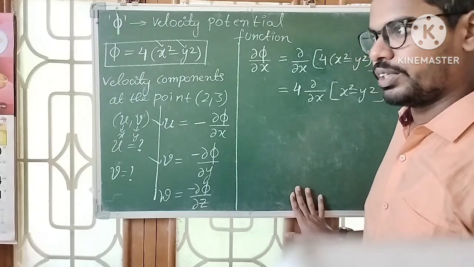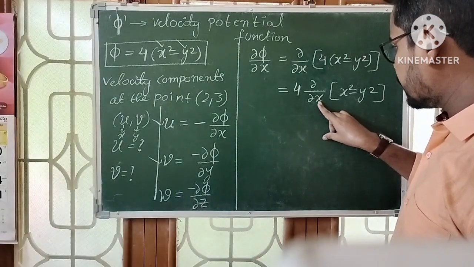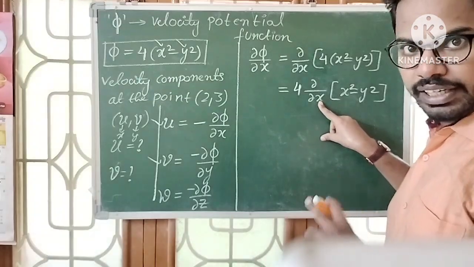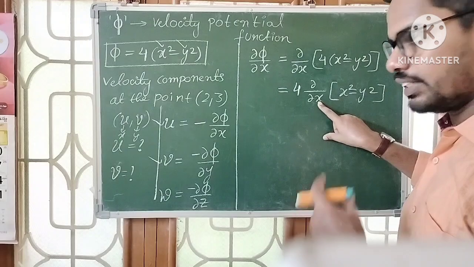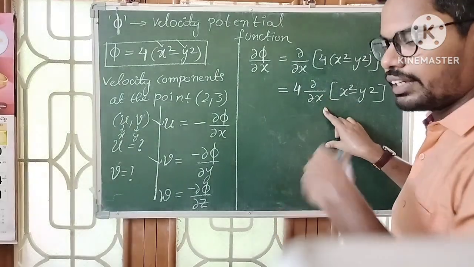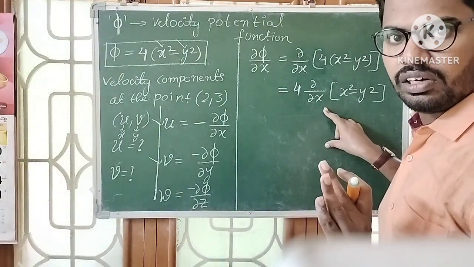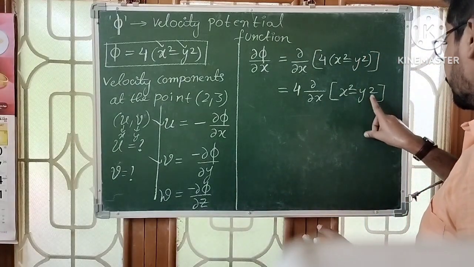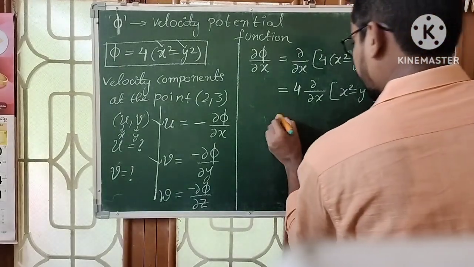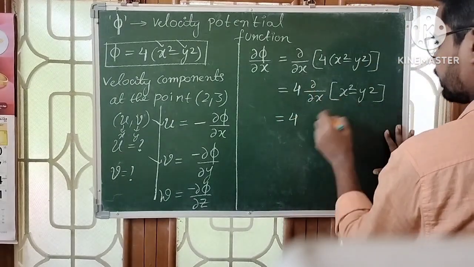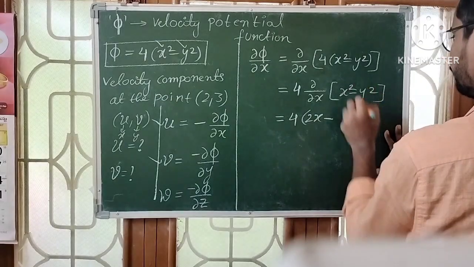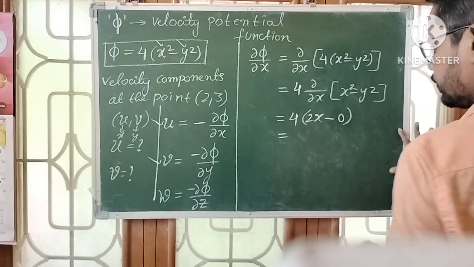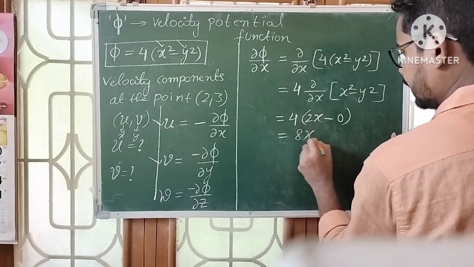In partial differentiation we observe the independent variable. Here the independent variable is x. Since we are doing partial differentiation with respect to x, all the remaining terms are constants. So x square is the variable term and y square becomes a constant term. 4 into dou by dou x of x square gives 2x, and dou by dou x of the constant y square is 0. The derivative of a constant is 0, so 4 into 2 gives 8x.